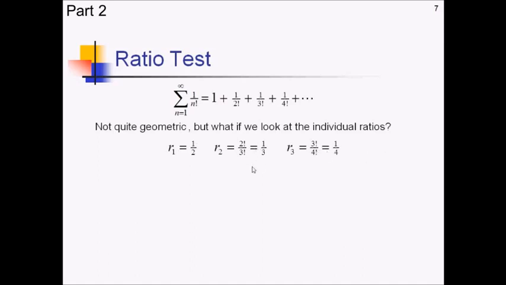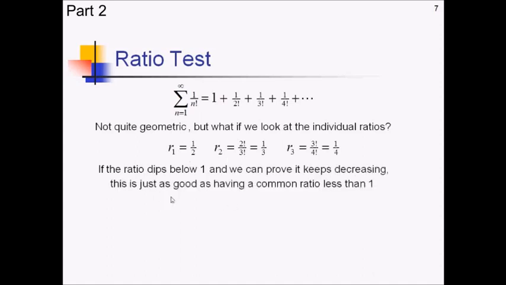So we definitely don't have a common ratio, so it's not geometric. But these ratios are less than 1, and it looks like they're just going to keep decreasing forever. The important thing about the geometric series test is that you had a ratio that you knew was going to stay less than 1. So if our ratio here dips below 1, and we can prove it keeps decreasing, that's actually just as good as having a common ratio of less than 1.